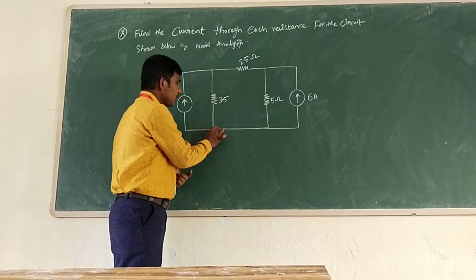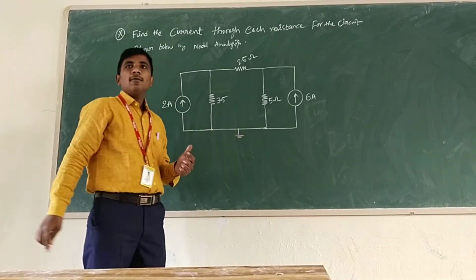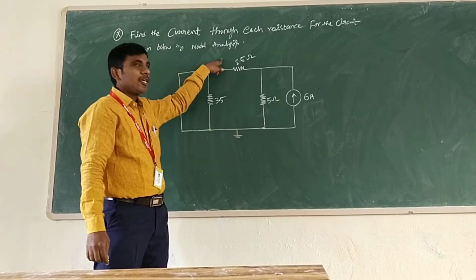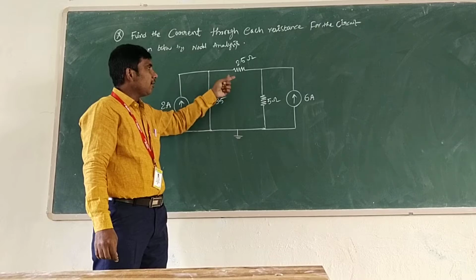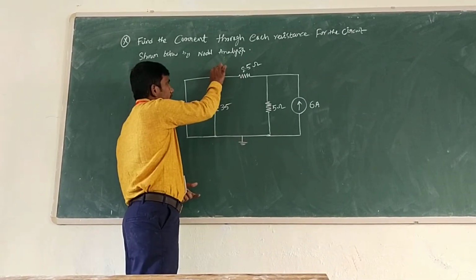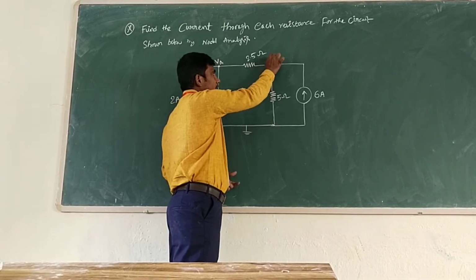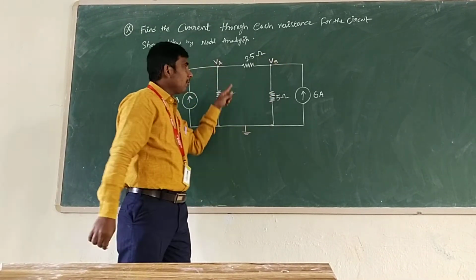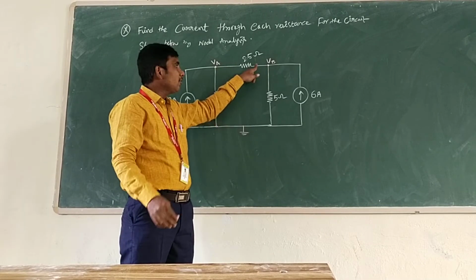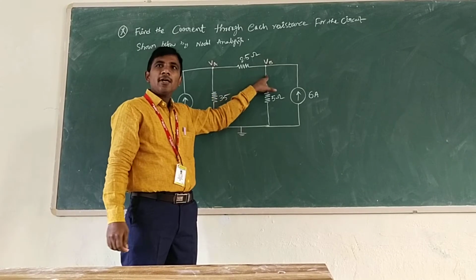But we have to assume this as ground, or F. If you consider these nodes as 1, 2, this must be grounded. Instead of grounding any one, we have to ground one. Now it is V1 or VA, voltage at node point A, VA or VB. Or you can consider node 1, V1, V2. The name you take may be different. N1, N2 also you can take.